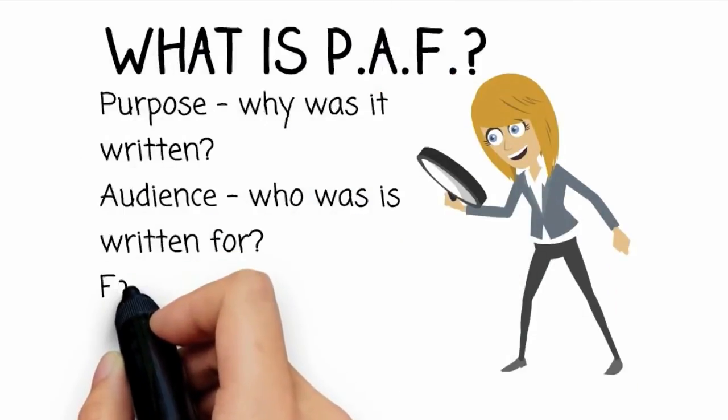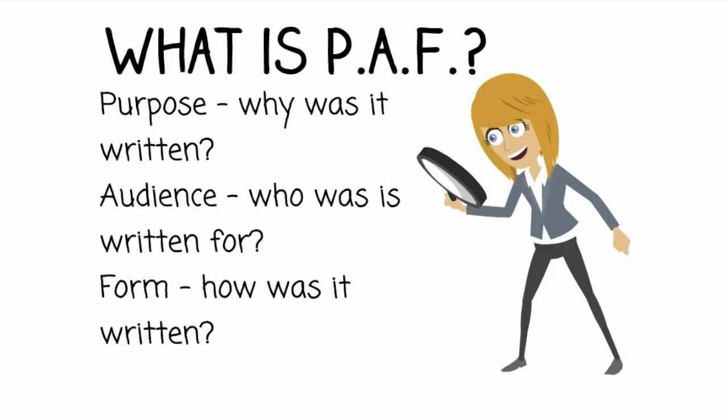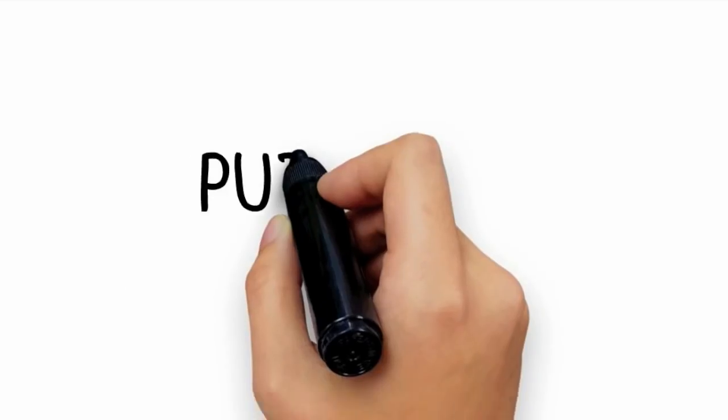What is PAF? We know that the letters stand for purpose, audience and form, but when we're talking about purpose, what we mean is why was the text written? When we're talking about audience, we're talking about who it was written for. And when we're talking about form or format, we're talking about how it was written. And for form or format, that could be to do with the way it looks on the page, but it also could be to do with the techniques used in the writing. So in other words, your alliterative techniques, figurative language, all of those techniques that you've learnt about in your lessons.